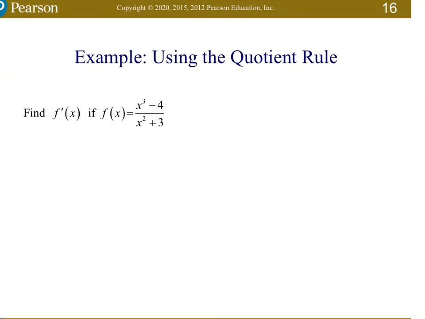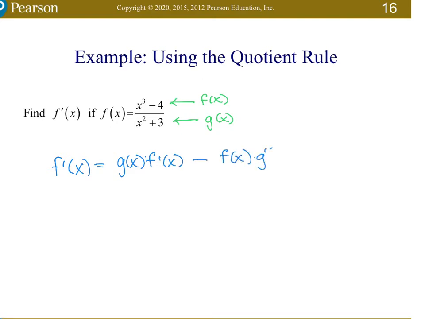So we're going to apply the quotient rule to this question. The top would be our f of x. The bottom would be our g of x. So if I'm finding the derivative, then I have to start with g of x first, and then I'll multiply by f prime. And then I will subtract f of x, and I'll multiply that by g prime, and the whole thing would be over the g of x function as a quantity squared.